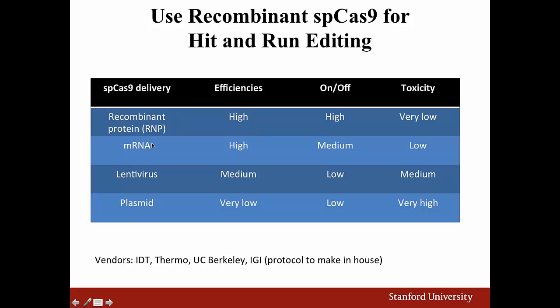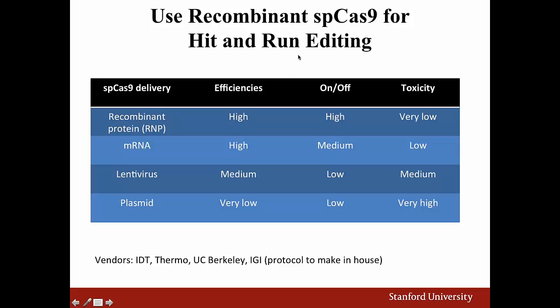I know Michael's going to go into a lot of detail about the RNP, but I just wanted to show this table showing you can either deliver it by a recombinant protein, via mRNA, or lentivirus or plasmid. And they have different efficiencies, and they also have different on-to-off target ratios and different toxicities. Of course, we use the RNP because it has high efficiencies.